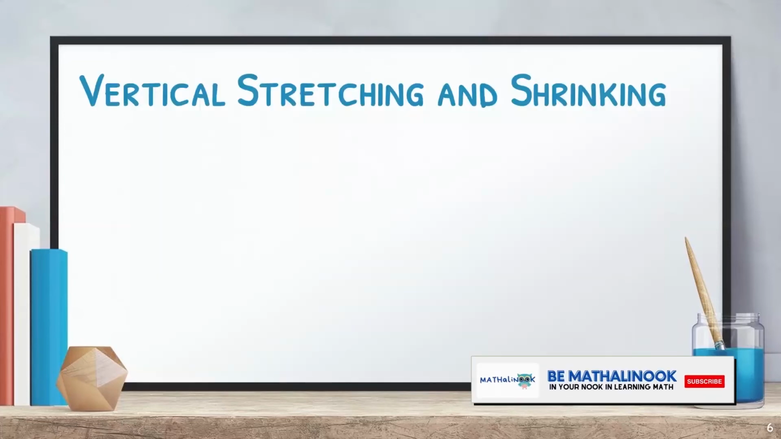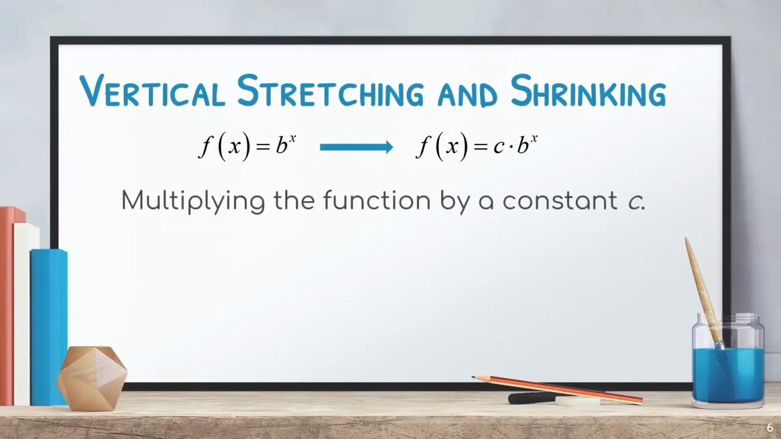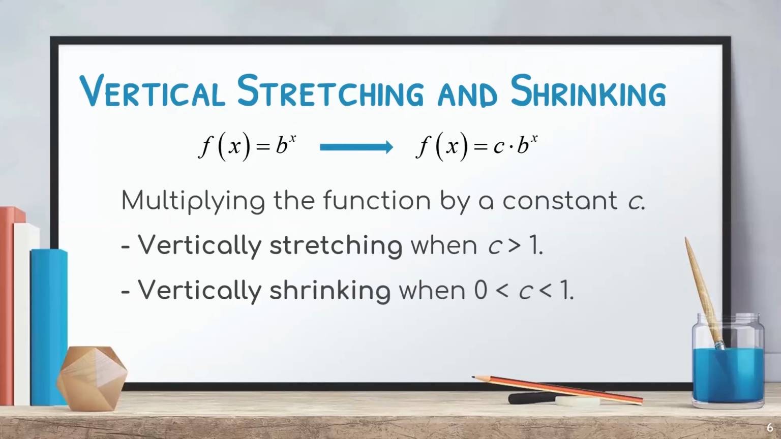From the previous illustration, we can conclude that when the exponential function f of x equals b raised to x is multiplied by a constant c, the graph will be either vertically stretched or vertically shrunk. Vertical stretching will happen if the multiplier c is greater than 1. On the other hand, vertical shrinking will happen if the multiplier c is greater than 0 but less than 1.